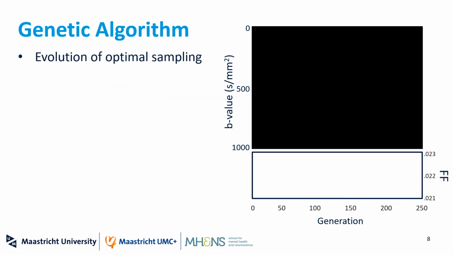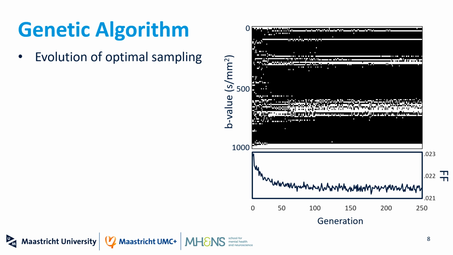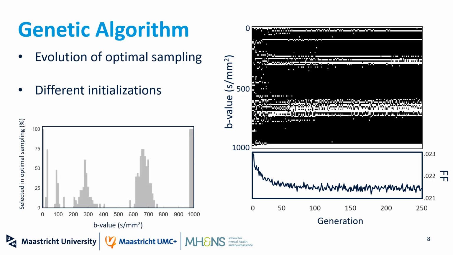In the figure on the right, the evolution of the best performing B-value sampling is shown over the generations. It can be seen that the algorithm converges after about 100 generations. To make sure that the B-value sampling is not driven by the random initialization of the first generation, the process is repeated multiple times to obtain a distribution of optimal B-values. And from this, we can define the optimal B-values, shown in green on the slide.